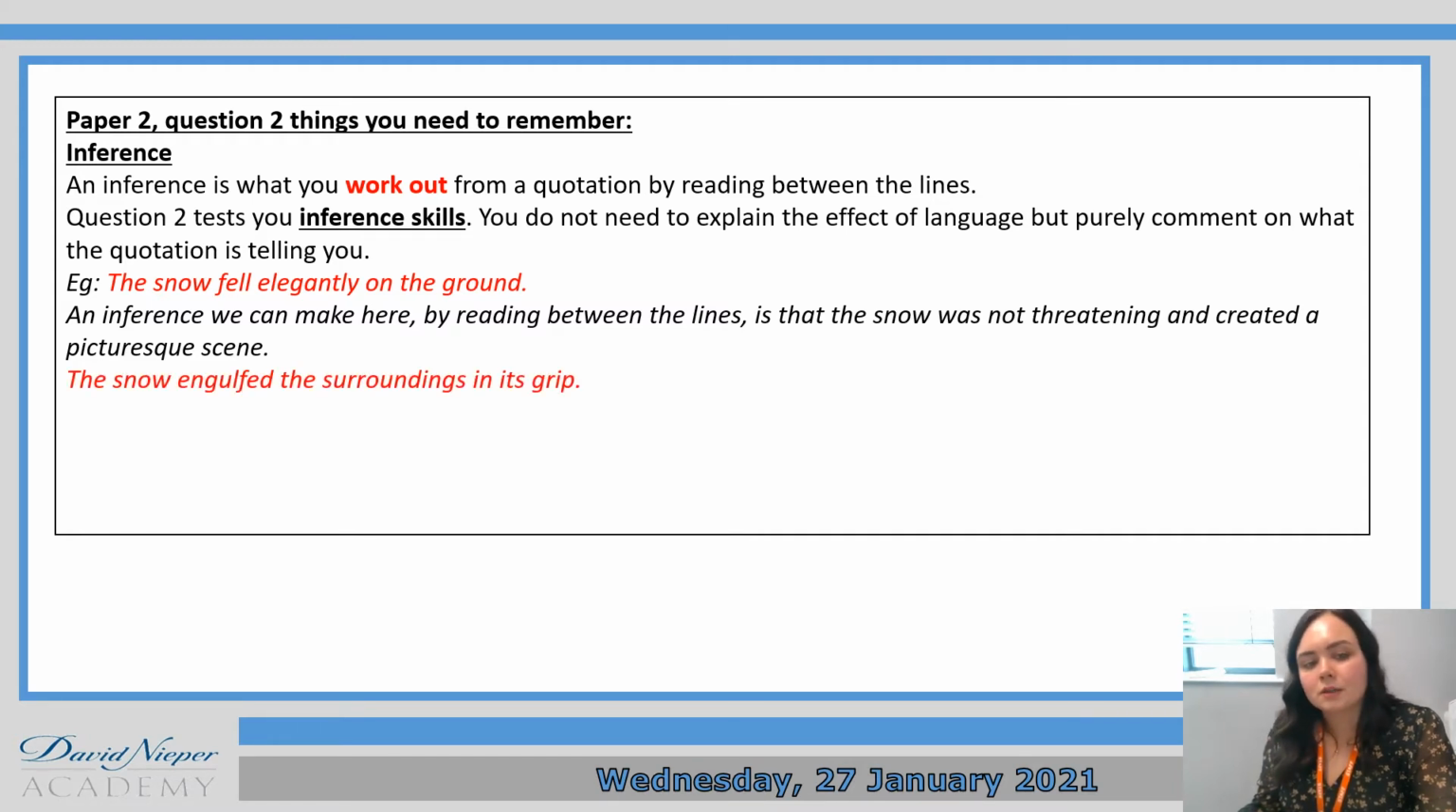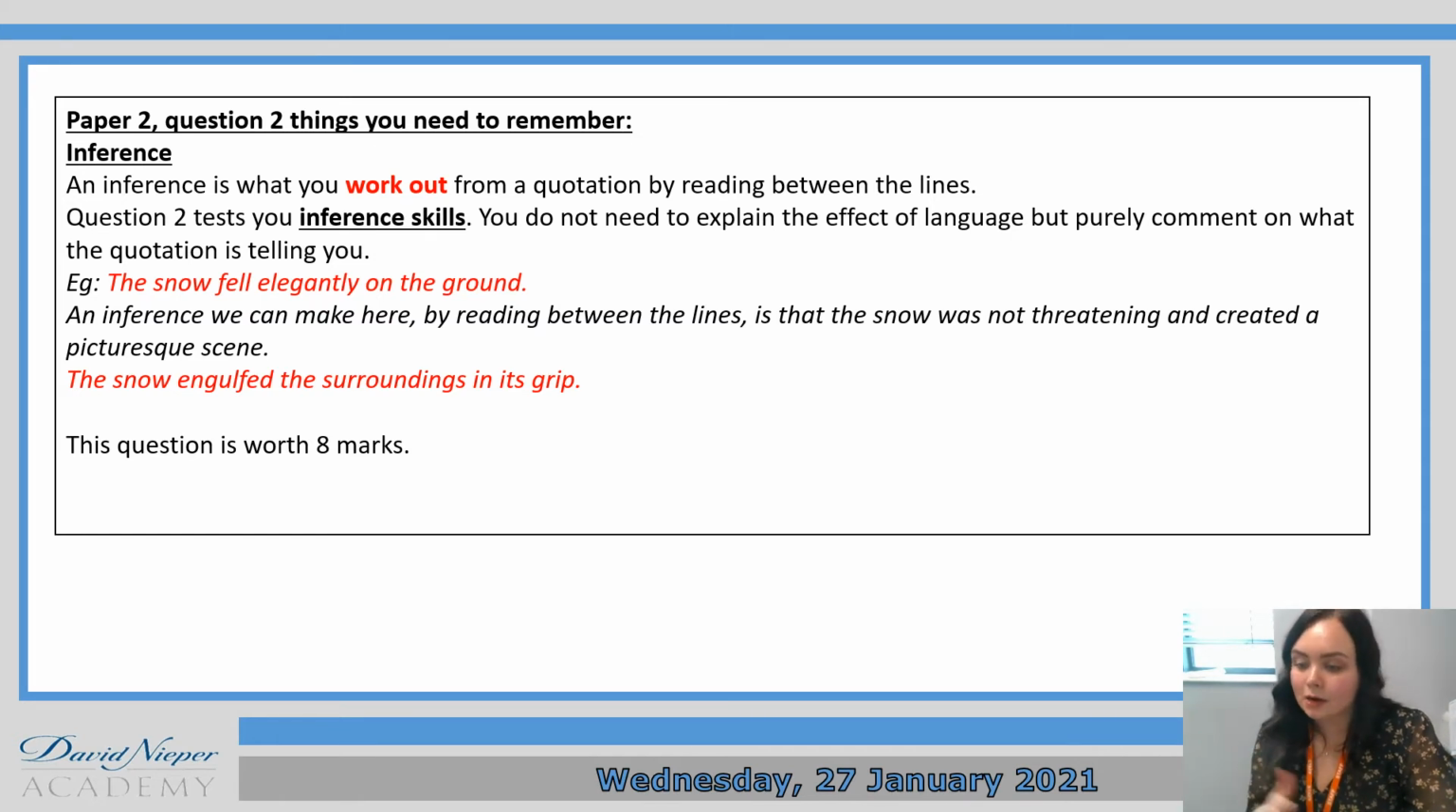Okay, if it was "the snow engulfed the surroundings in its grip", then I might potentially suggest that this is more threatening and it is going to be harmful to the people around. So depending upon the quotation, obviously, it depends on your inference.